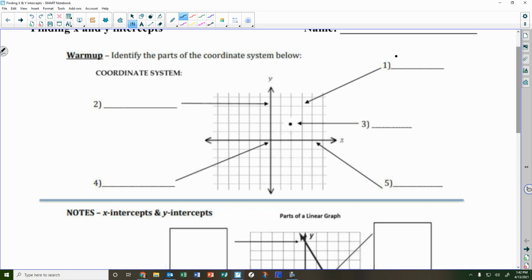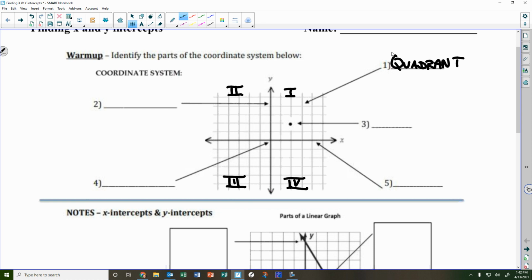And we call those quadrants. So the top right is quadrant 1, the top left is quadrant 2, the lower left is quadrant 3, and the lower right is quadrant 4. Okay, so that's kind of a view of the graph.